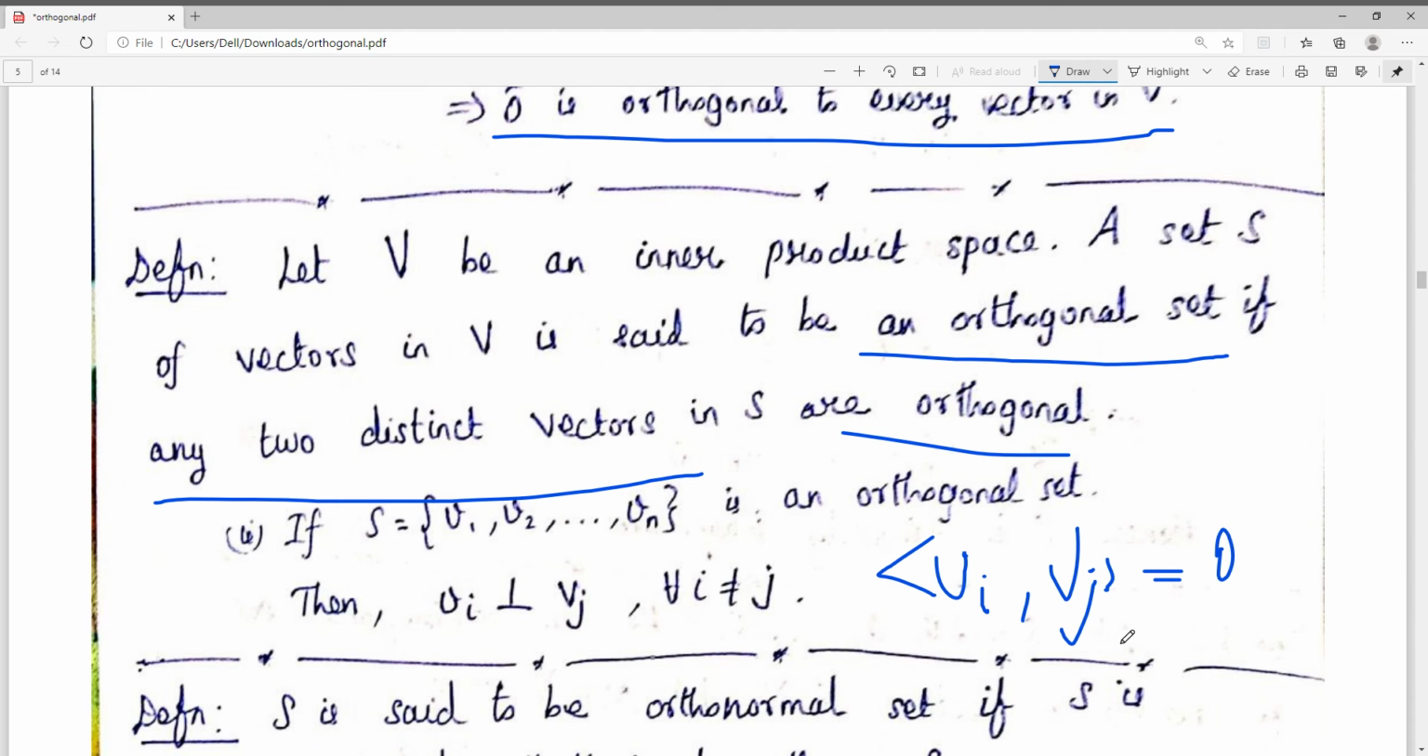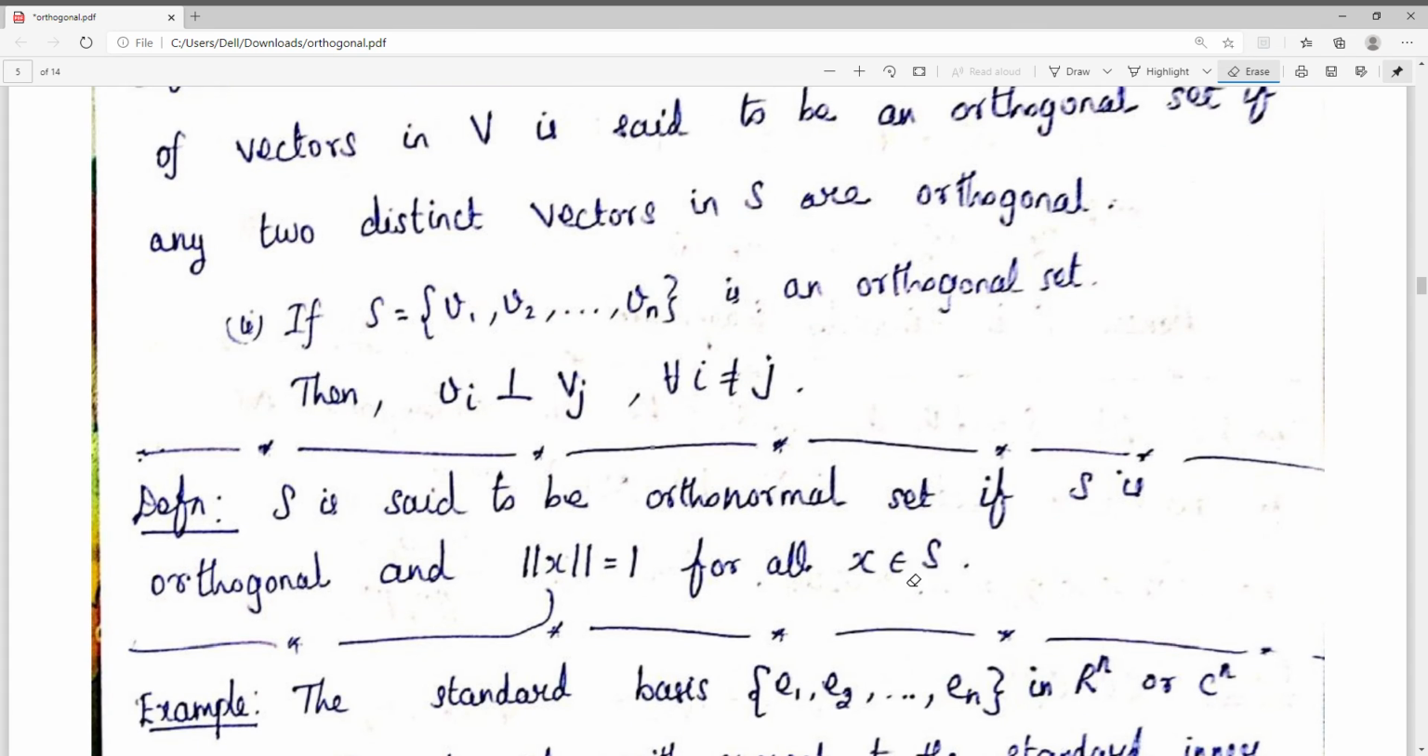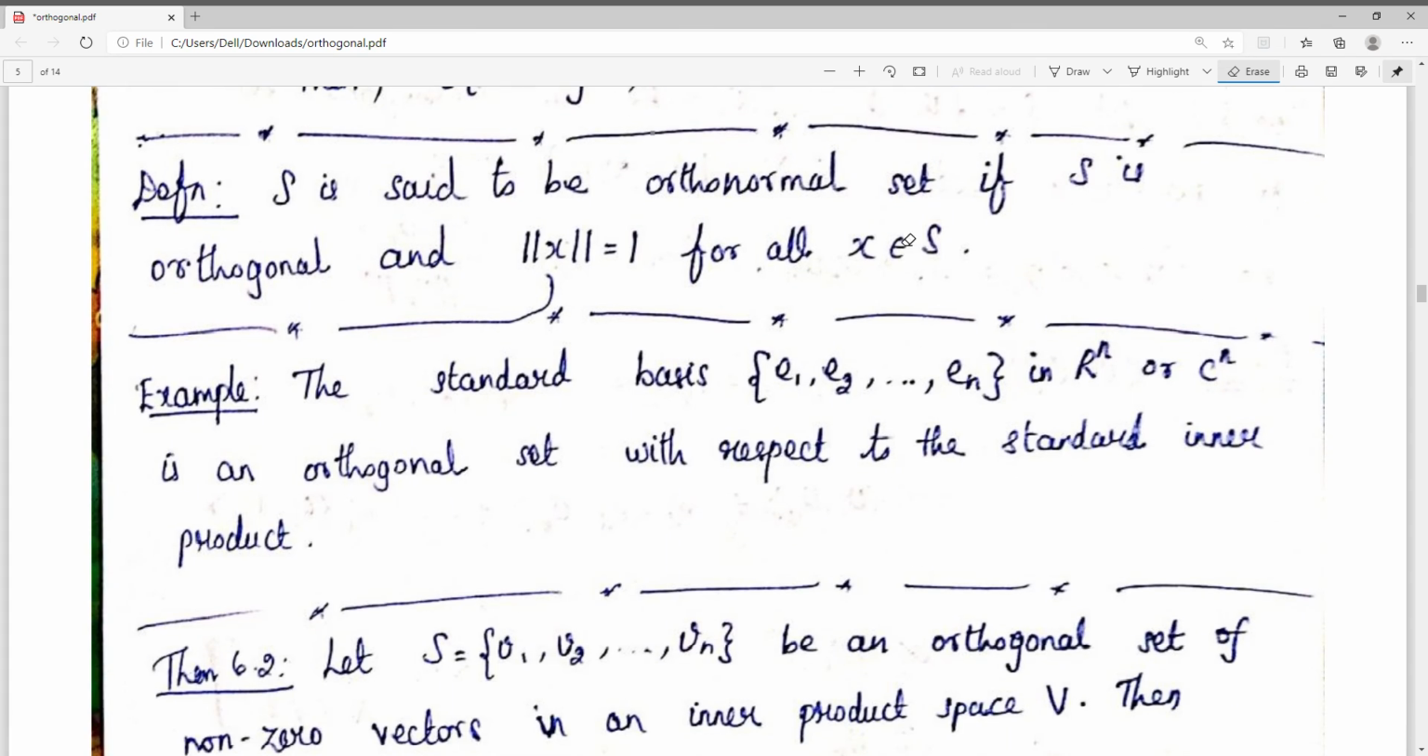S is a set of vectors which is said to be an orthogonal set if any two distinct vectors in S are orthogonal. Now we take S as v1, v2, etc., Vn, which is said to be an orthogonal set. Then what does it imply? Vi is perpendicular to Vj, that is, Vi is orthogonal to Vj. Next we move on to the orthonormal set. Every orthonormal set is an orthogonal set.